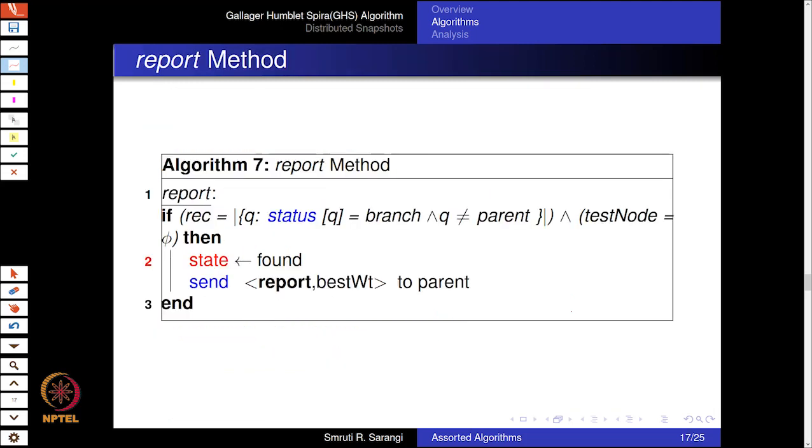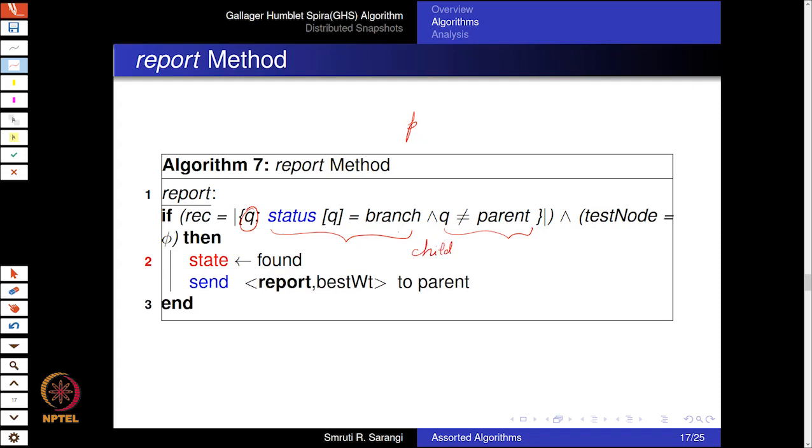So what does the report method do? It's a method, okay? It's not a message, it's a method. What the report method does is that number one, it looks at this set, the set of all Q. Again, I am P and any other node is Q. So I look at all my neighbors such that the status of the neighbor is branch and it is not a parent. So it means it's a child.